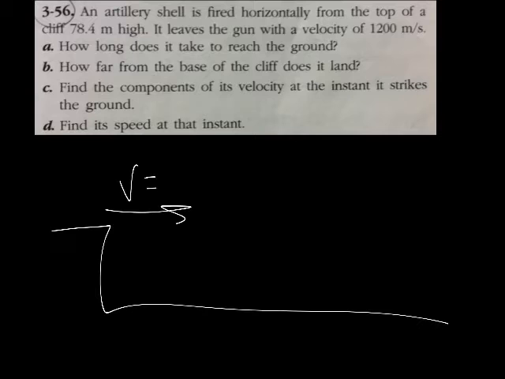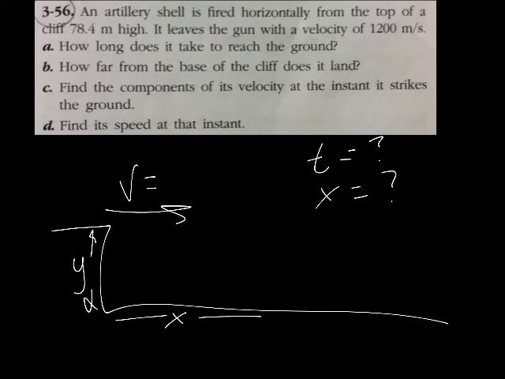All right, so this is the classic cliff problem, right? We have a velocity here, we have a height here, and we're asking for several things. What time does it take to reach the ground? How far from this does it land? Find the components of the velocity at the instant it strikes the ground.